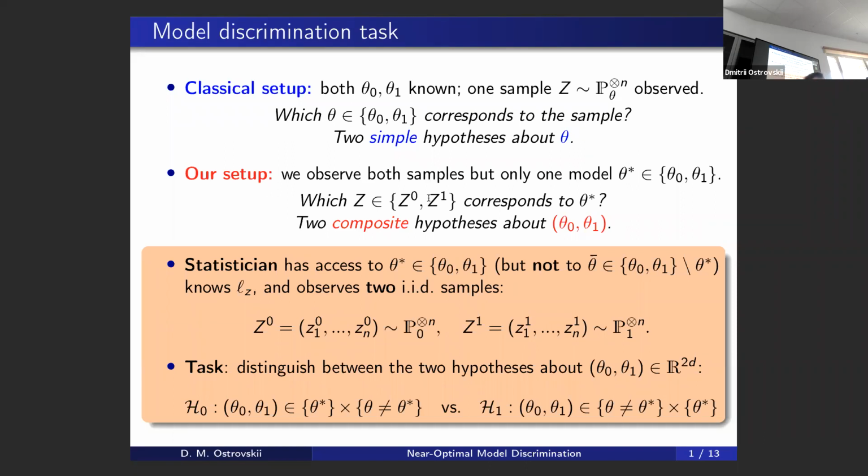Now, in our setup, we observe two samples, but only one theta star, which is either theta 0 or theta 1. And I need to understand which one of the two samples corresponds to this theta star. Or, in other words, I'm testing two composite hypotheses about the aggregate parameter theta 0, theta 1.